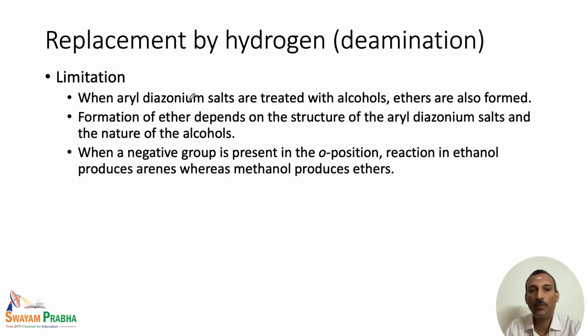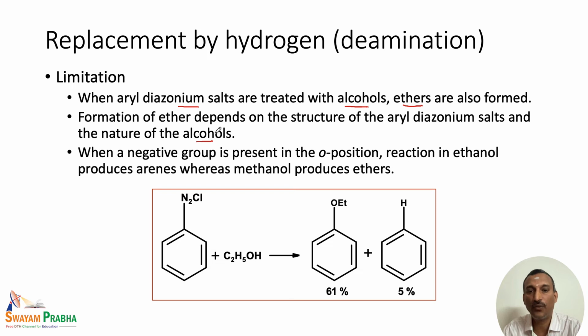The major limitation is that when aryl diazonium salts are treated with alcohols, ethers are also formed along with the corresponding deaminated product. The formation of ether basically depends on the structure of the aryl diazonium salt and the nature of the alcohol. These are the two crucial factors which decide the product. In fact, if we take benzene diazonium salt and treat it with ethanol, we get 61% of the corresponding ether and only 5% of the aromatic compound, that is benzene.